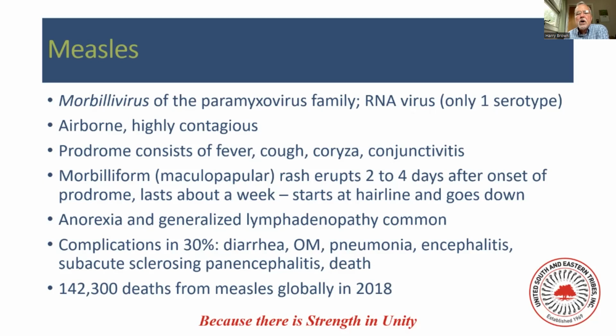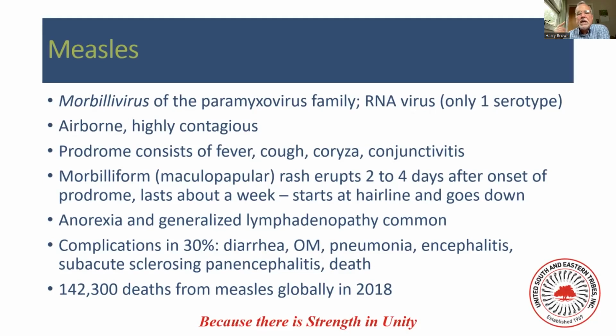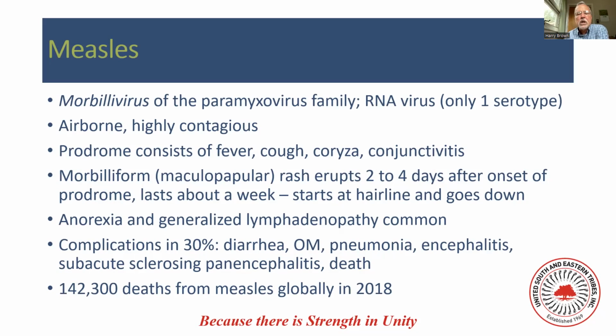It usually starts off with a fever and the 3 C's: a cough, coryza, which means terrible runny nose, and pink eye, conjunctivitis. And then this so-called morbilliform rash erupts about 2 to 4 days after you get the initial symptoms. The rash will start up around the hairline and it spreads downward. It often makes kids pretty sick. They lose their appetite. They have a lot of lymph node swelling. They feel crappy. And it actually can kill you.